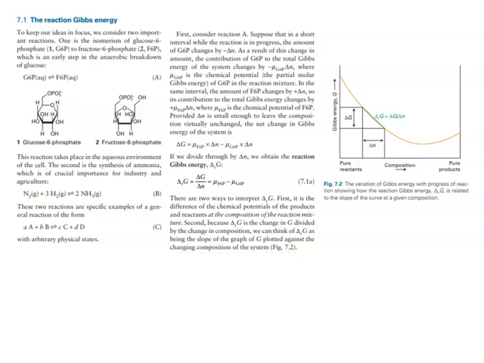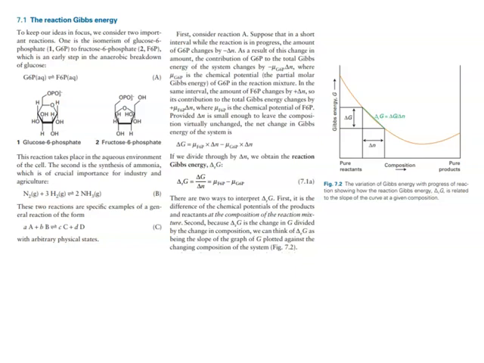So, right out the gate with figure 7.1, to keep our ideas in focus, we're focusing on reaction Gibbs energy, and we consider two important reactions. One is the isomerism of glucose 6-phosphate, or G6P, to fructose 6-phosphate, F6P, which is an early step in anaerobic breakdown of glucose.